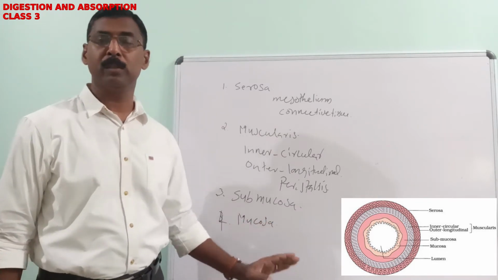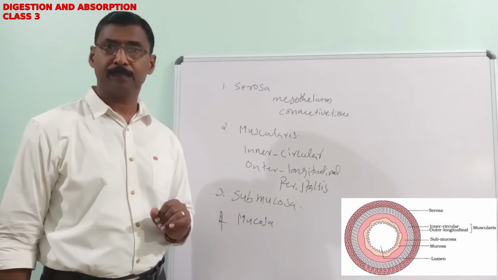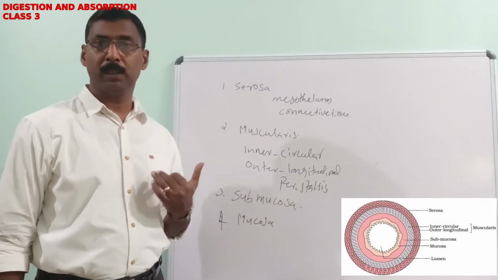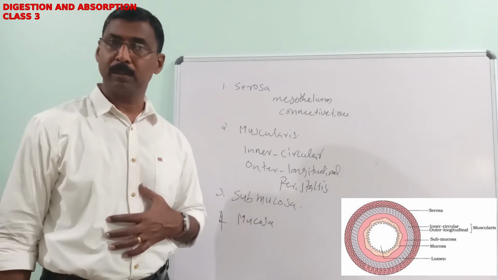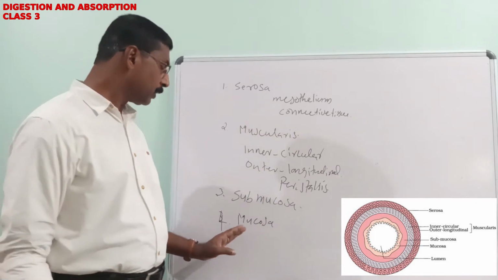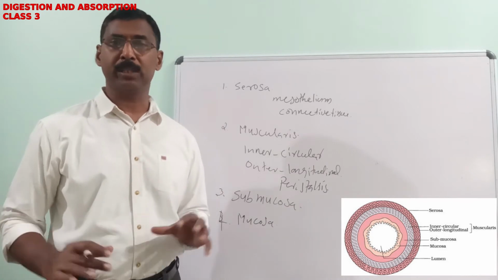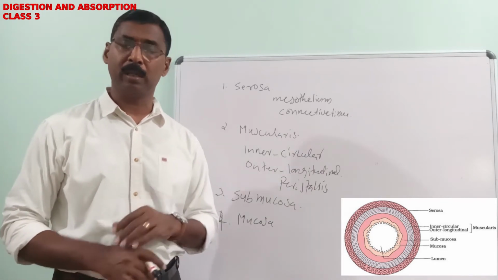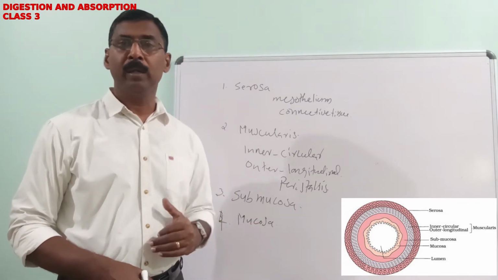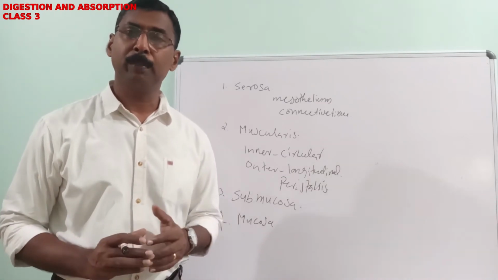And mucosa is made up of a layer of epithelial tissue. Maybe a layer of columnar epithelium or cuboidal epithelium, and in some cases, squamous epithelium. Okay, so that is mucosa. And this innermost layer, the mucosa, has so many structural variations at different regions of the alimentary canal. It is not a straight layer in every part of the alimentary canal.